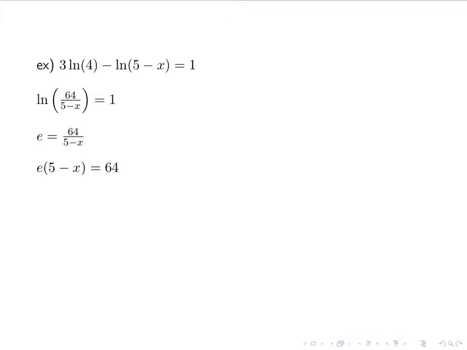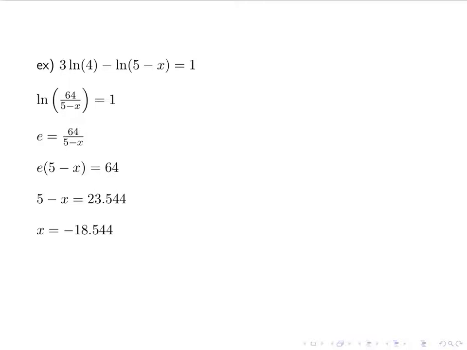Move your 5 minus x over by multiplying. Remember, whenever what you want is in the denominator, you have to get it out of there, and the only way to get it out of the denominator is to multiply. So e times 5 minus x equals 64. Instead of distributing the e, I'm just going to divide by it. So 64 divided by e is 23.544, and I'm left with the 5 minus x. And then I have that x equals negative 18.544.